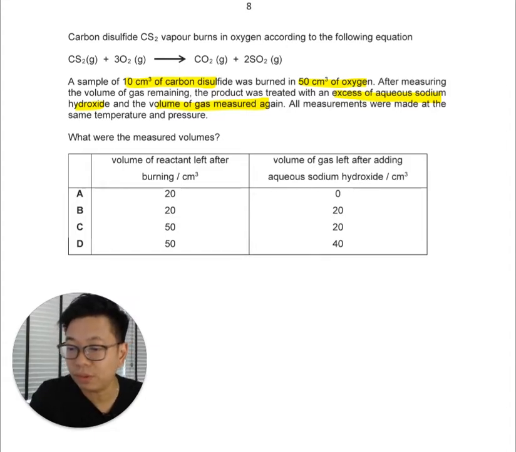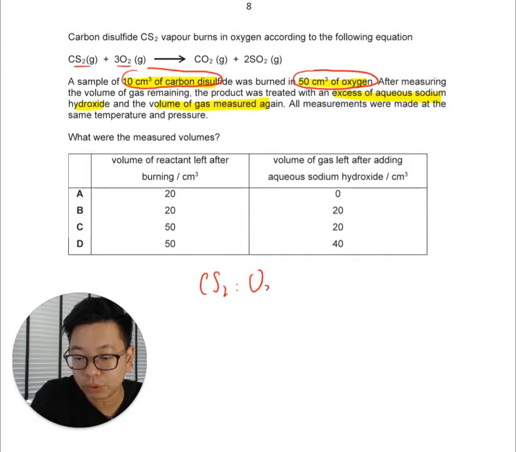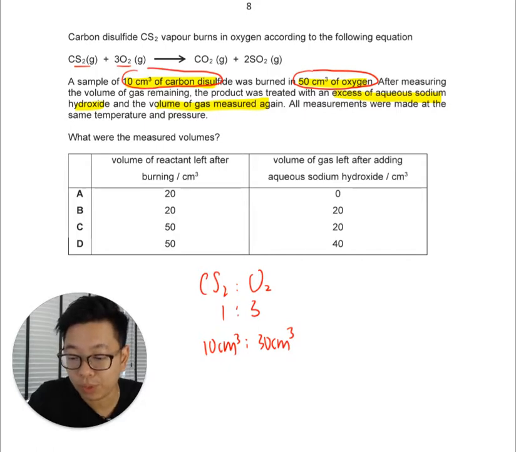First of all, you need to understand that this is an excess limiting question because you're given information of both reactants. So you need to know which is used up and which is left behind. For gases, we know that mole ratio is equal to volume ratio. So I'm just going to go ahead and do the mole ratio, 1:3, and the volume ratio will be 10:30. What this means is that of the 50 cm³, we will have 20 cm³ oxygen left.